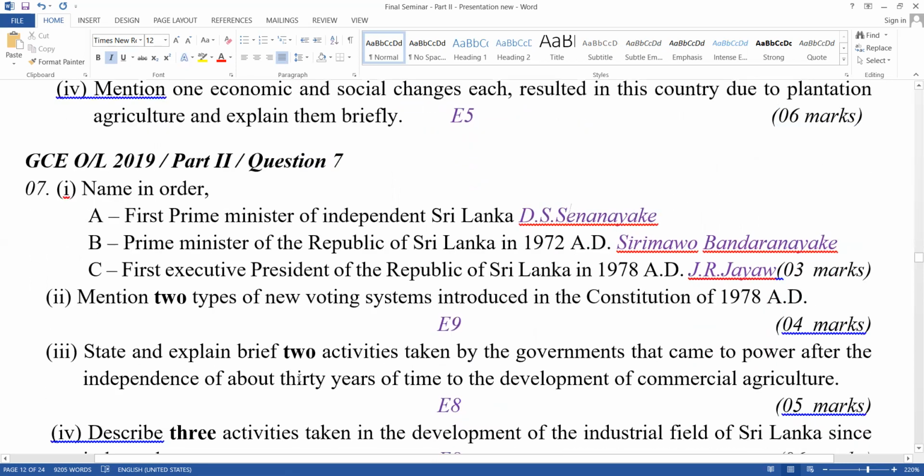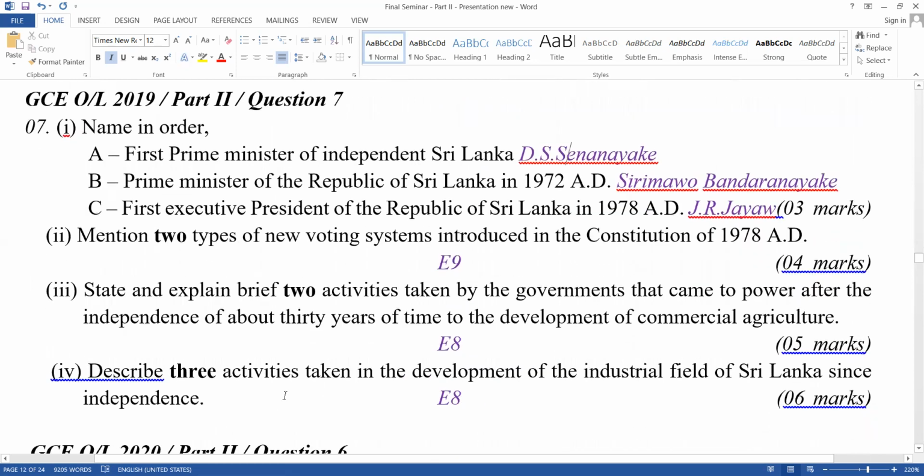State and explain briefly two activities taken by the government that came to power about 30 years after independence to develop commercial agriculture. E8 is the answer. And this one, the field of industrial development, E8 is the answer. So from E8, you can find these two answers: commercial agriculture, industrial field. So before the exam day, just read this. Questions and answers. Once again, you read.